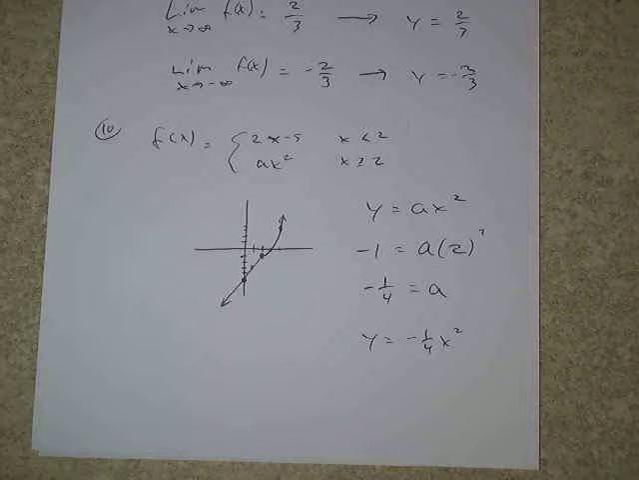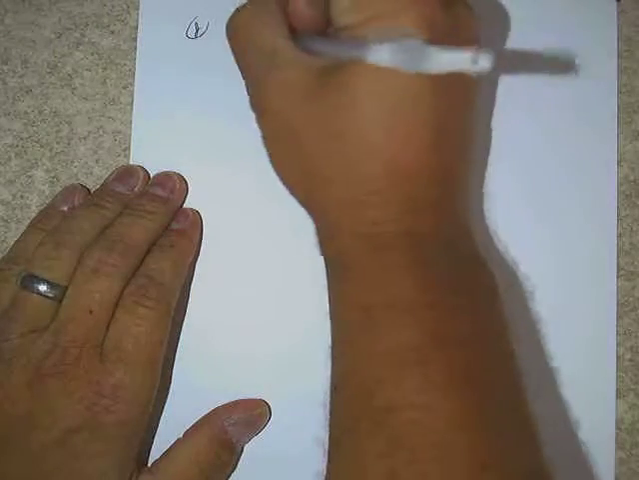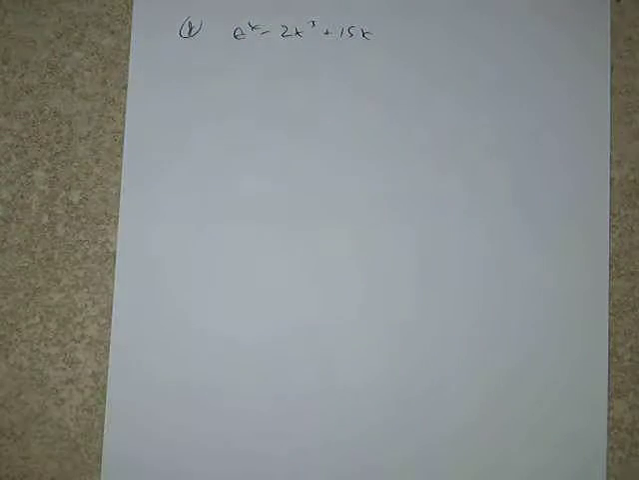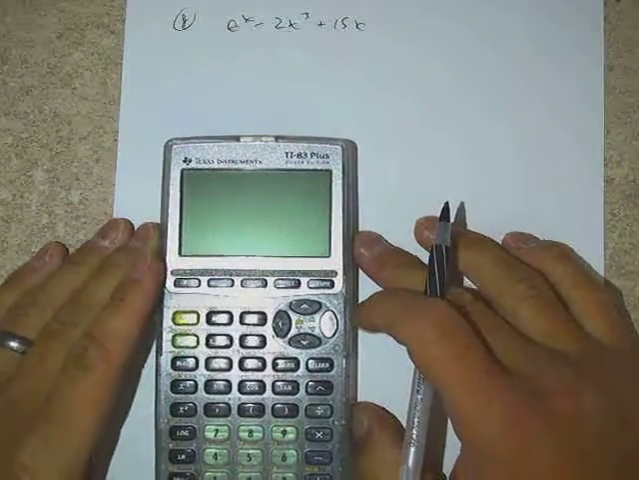What else? Number 8, it says we have a function that's e to the x minus 2x cubed plus 15x. And the question is find a simple basic function to model this, for the right end and left end behavior.